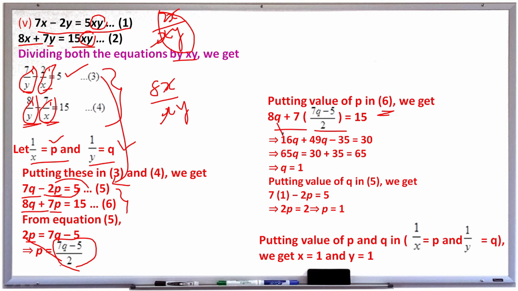So 8q plus 7 into 7q minus 5 by 2. So you can take the LCM. Here you can say 1 is there, so 2 is the LCM for this equation. So 8q plus 7 into 7q minus 5 by 2.